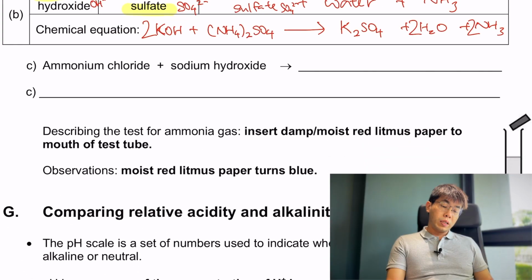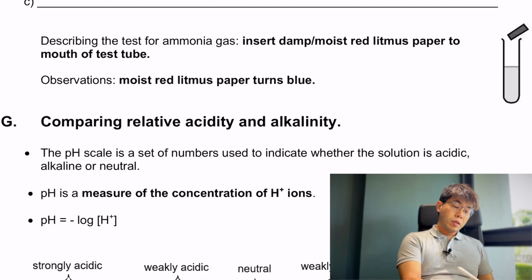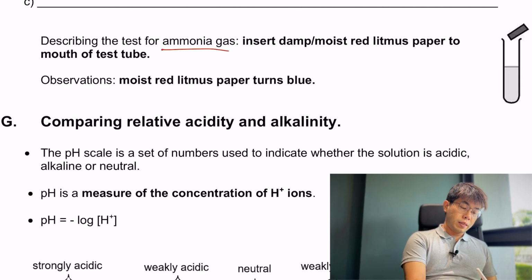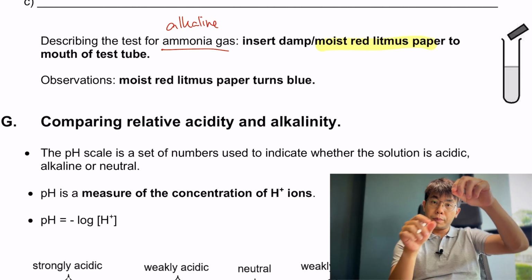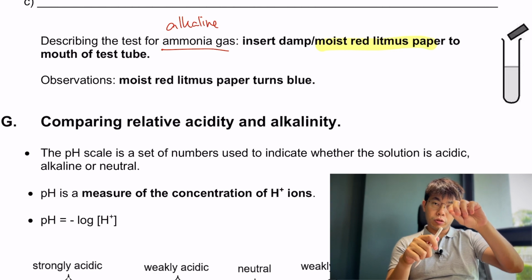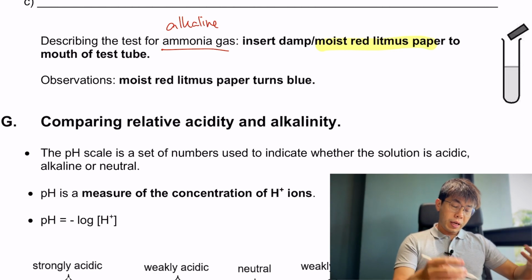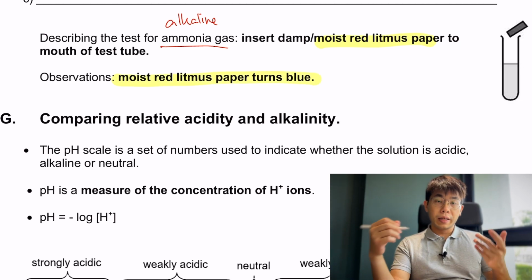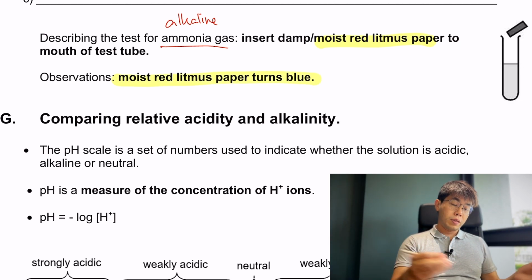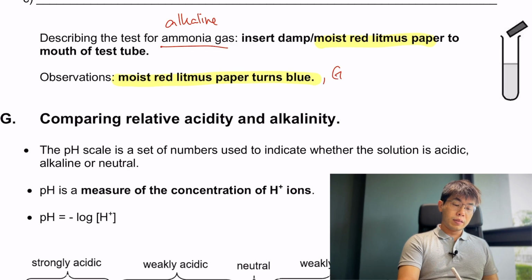Now we also need to learn how to test for ammonia gas. We know that ammonia gas is an alkaline gas, and because it's an alkaline gas, I can test it with red litmus paper and it should turn blue. The test is to put the litmus paper on top of the test tube, which we have done in the lab. If the gas turns the red litmus paper blue, then the gas is ammonia gas. So then we say that gas is ammonia.